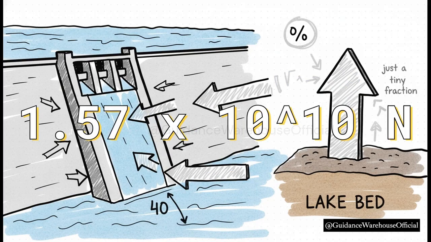When we plug that 40-meter average depth into our formula and multiply it by the huge surface area of the dam, we get a completely staggering total force, 1.57 times 10 to the 10th newtons. That is nearly 16 billion newtons of force constantly trying to push that wall over. But you know what's truly mind-blowing? Despite this gigantic number, it actually represents just a tiny fraction, less than 0.1% of the total weight of the water in that lake. The lake bed is doing the heavy lifting and supporting all the rest.